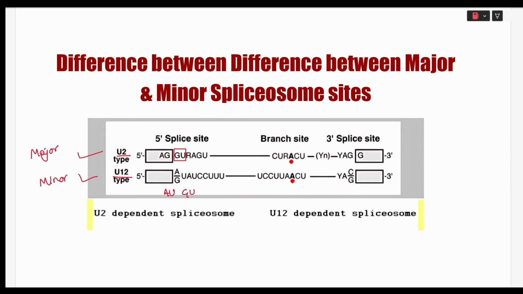Now, other differences, for example, in the 3' splice site, we have an AG in the case of the major spliceosome. In the case of the minor, there are two possible sequences. It can be AC, it can be AG. So these are the differences. Okay. So the U2 dependent spliceosome is just another name for the major spliceosome, and the U12 dependent spliceosome is just another name for the minor spliceosome.